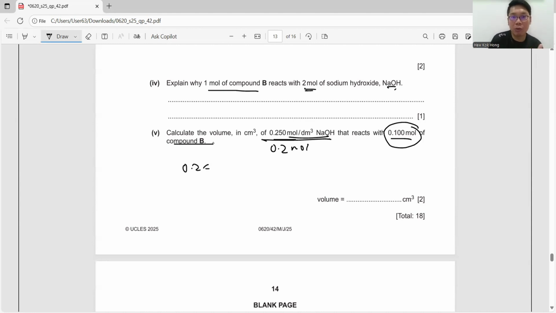So number of moles equals MV over 1000. Concentration times volume over 1000. This is the formula to relate concentration, volume, and also number of moles.